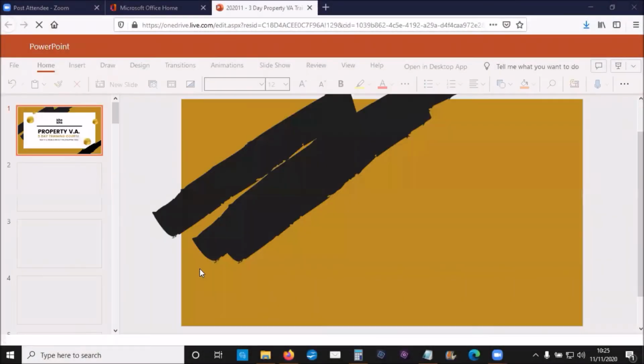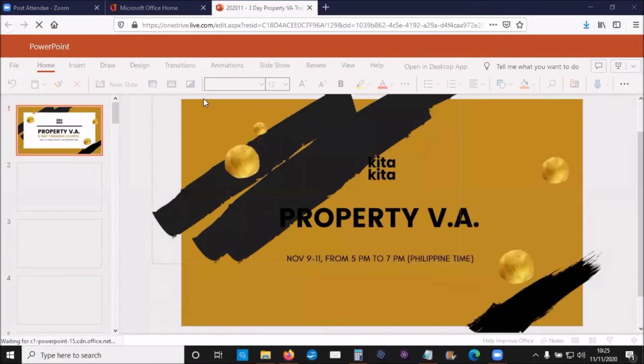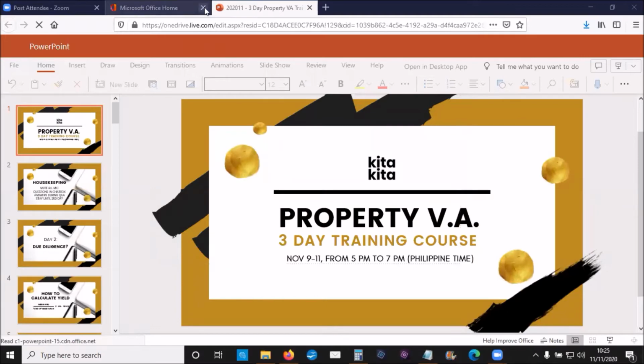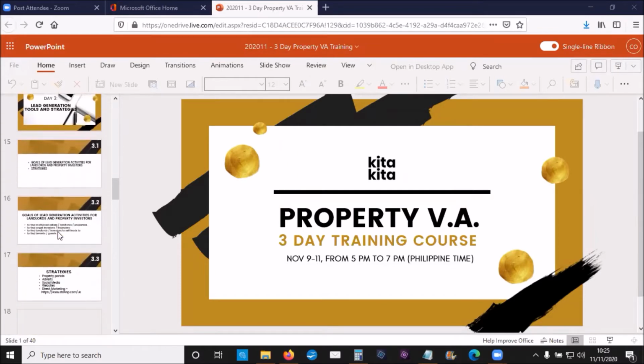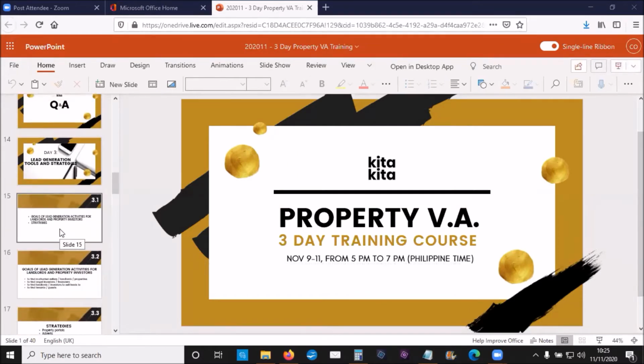There's going to be two parts to today's topic, which is lead generation. The first part is going to be lead generation tools and strategies. The second part is, again, like what we're doing now. We're doing real life calculations, but not so much calculations. We're going to be doing data scraping, okay?